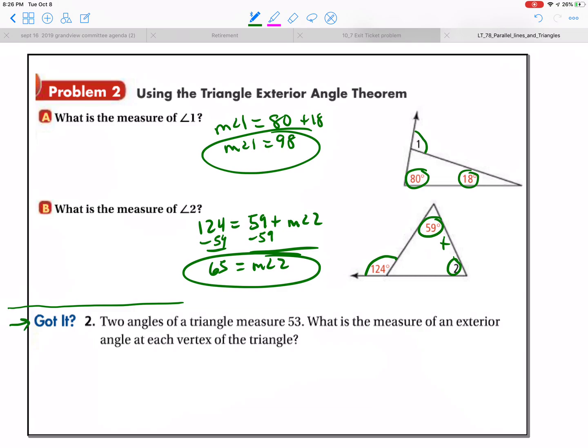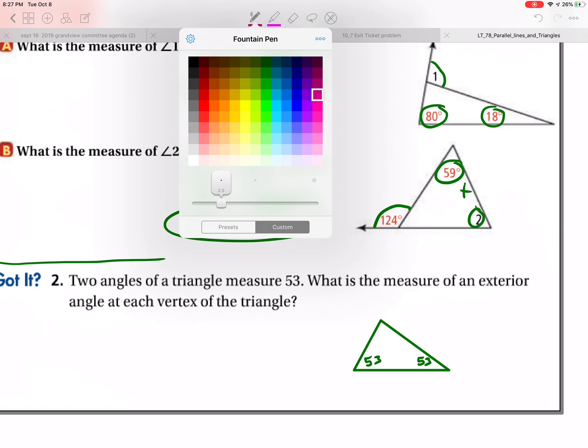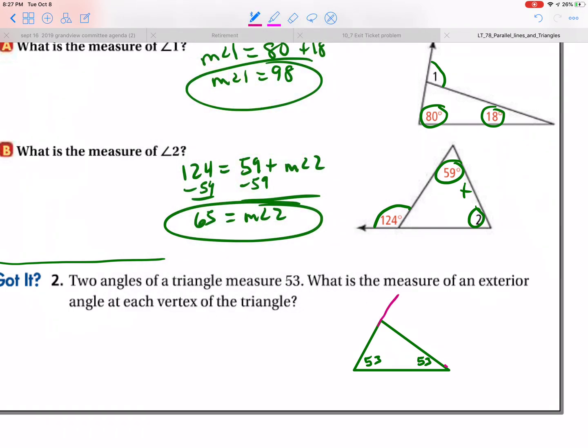In the got it, two angles of a triangle measure 53. What is the measure of an exterior angle at each vertex of the triangle? Let's try that. Let's start with a triangle. It says two angles of a triangle measure 53. So let's say this is 53 and this is 53. And what we need to do is find the measure of an exterior angle at each of those vertices. So what we're going to do is extend the side here, here, and here. So we want to get each of the exterior angles, this exterior angle, this one, and then this one.